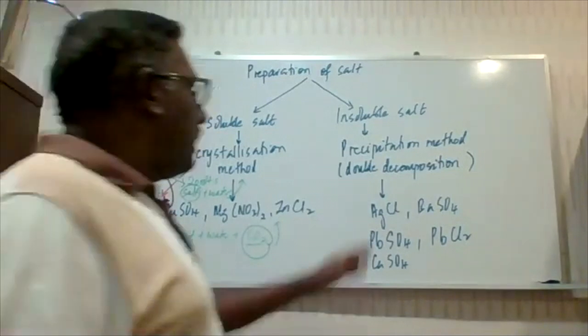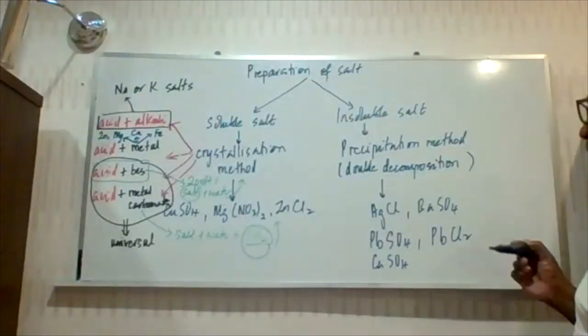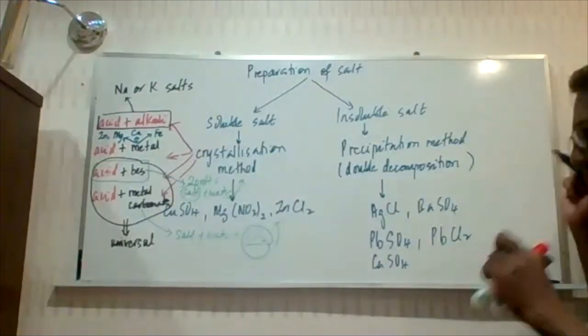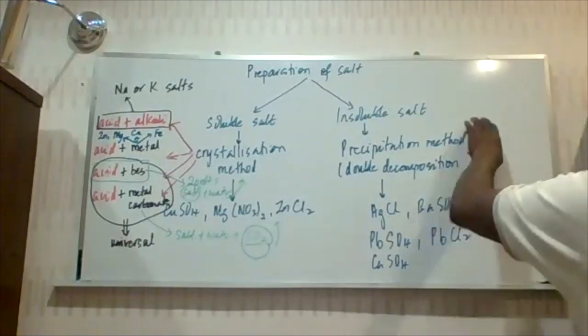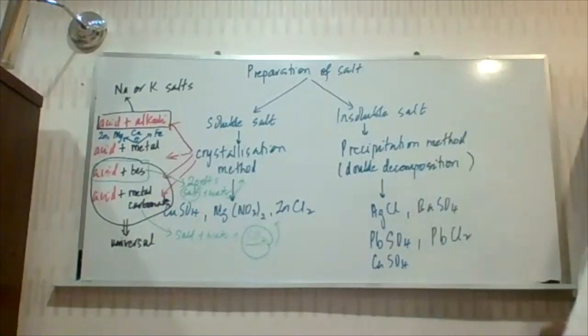Now, what about the precipitation method? In the precipitation method, you do not have such a thing. The precipitation method is only one type of method, only one. There is no categorization of four, no. It's only one, and the idea is very simple.